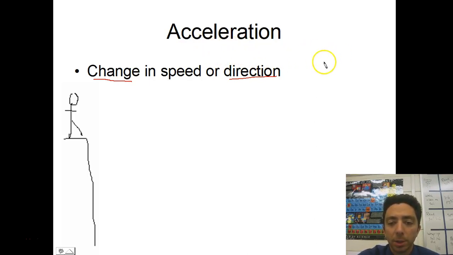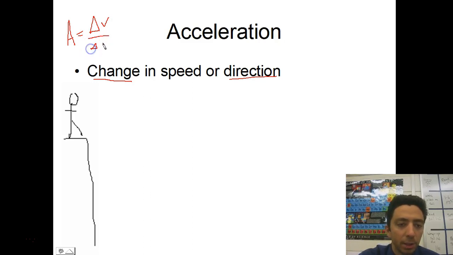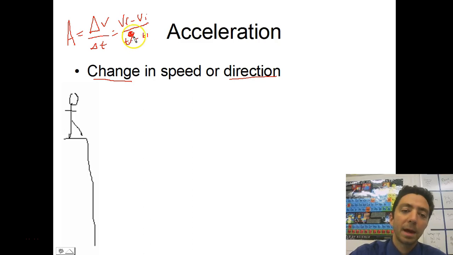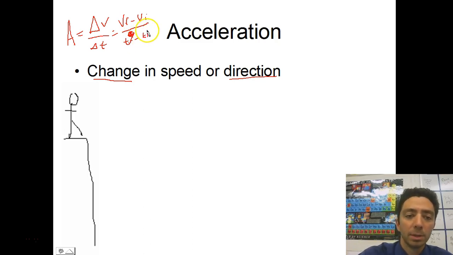And so for acceleration, we've got a formula again for this. This is going to be acceleration equals the change in speed divided by the change in time. And we could write this out as VF minus VI divided by TF minus TI. So the final velocity minus the initial velocity divided by the final time minus the initial time. This should be an I.